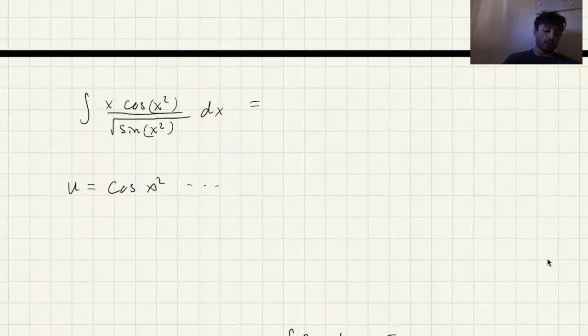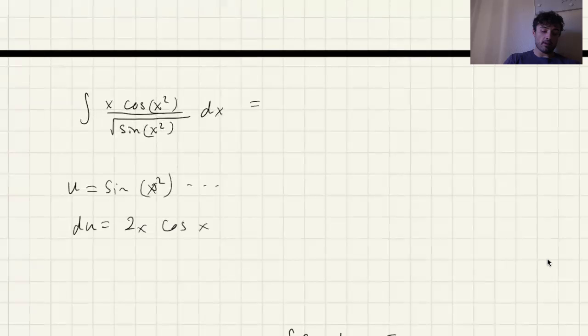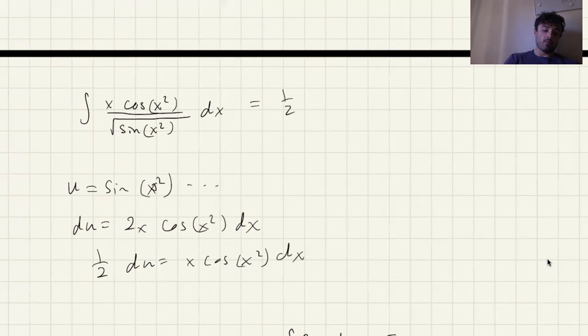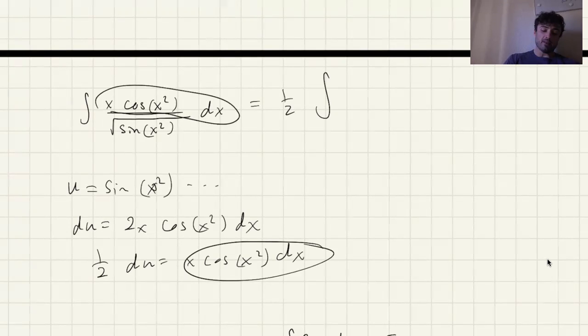Okay, so I don't want the cosine. I actually want the sine of x squared. And then du is 2x cosine x squared dx. So let's divide that 2 over. 1/2 du is equal to x cosine x squared dx. So I have 1/2 integral, and all of this kills all of this, and so I just have 1 over root u du, and I'll let you solve it from here.